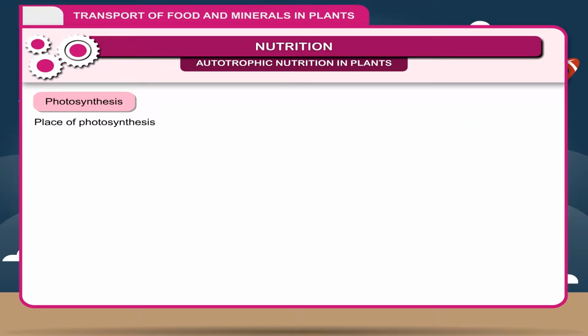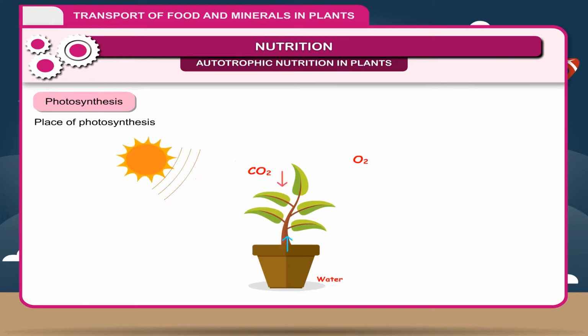Place of photosynthesis. The phenomenon of photosynthesis takes place in the green parts of the plant. It occurs mainly in the leaf and sometimes in the green stems. The leaves have certain structures which help in photosynthesis. The leaf has the following important structures that are helpful in photosynthesis.